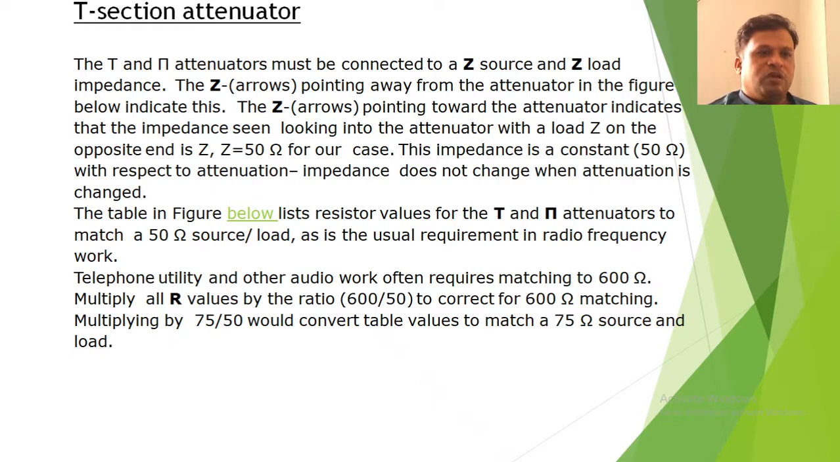So we discussed already that Z should be kept as 50 ohms. Now we will talk about the table. The table in the figure below lists the resistor values of T and pi attenuators.